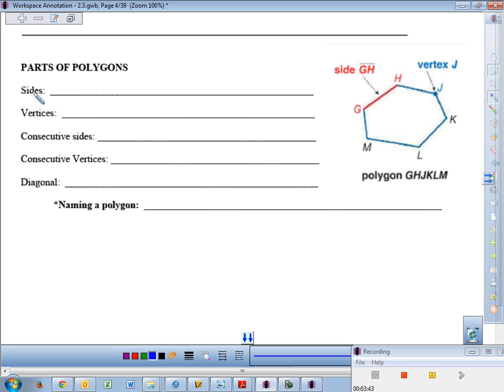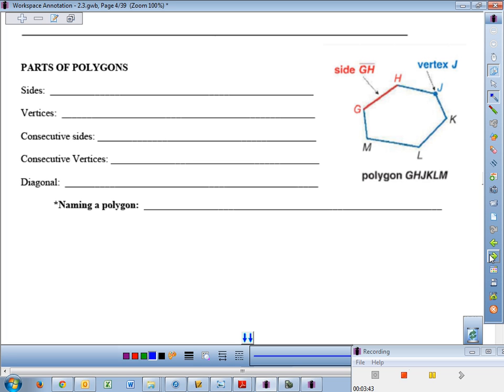The sides of a polygon. Can you tell me what they look like to you? What are the sides? They are segments. Boom. They are the segments that make up the polygon. Not lines, not rays, segments that make up the polygon.